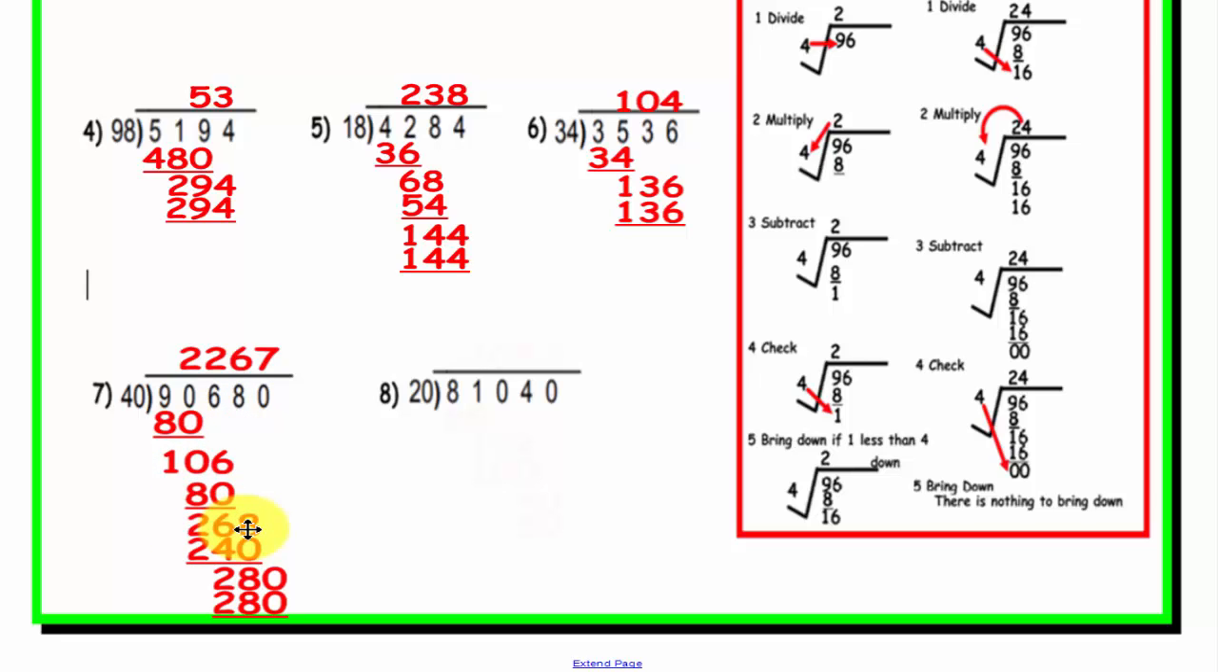Bring down the 8. How many times does 40 go into 268? 6 times. You need to know your multiplication tables. Remember that, folks. 6 times 40 is 240. Subtract. 0 from 8 is 8. 4 from 6 is 2. And bring down the 0. How many times does 40 go into 280? 7 times. 7 times 40 is 280.